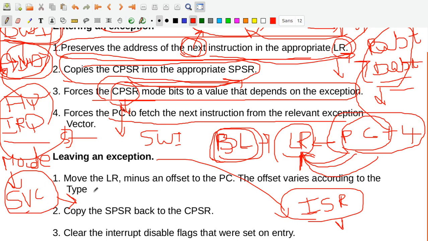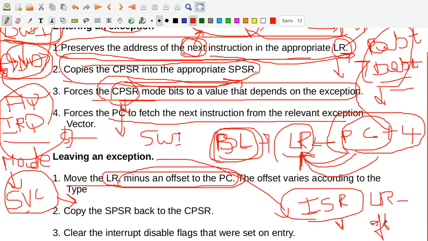Whatever you do, you just move the LR minus an offset to the PC. What is that LR minus offset to the PC? This we'll look into in the next slide. But definitely it is LR minus offset. That offset address we'll look into in the next slide.